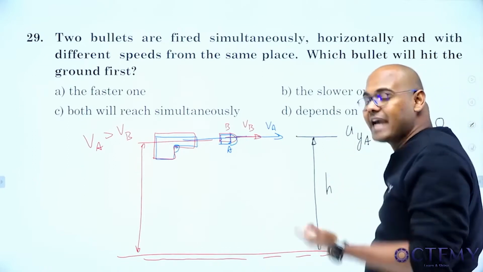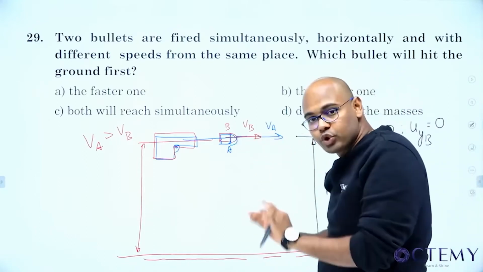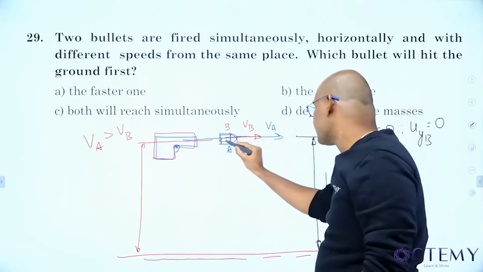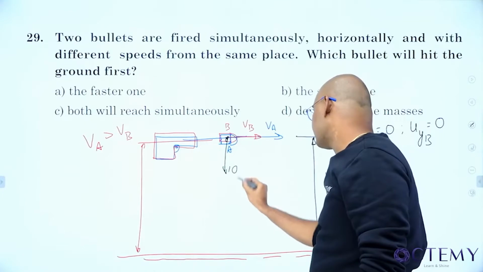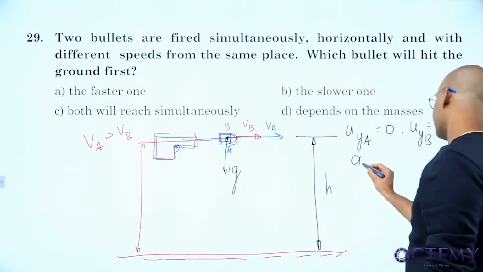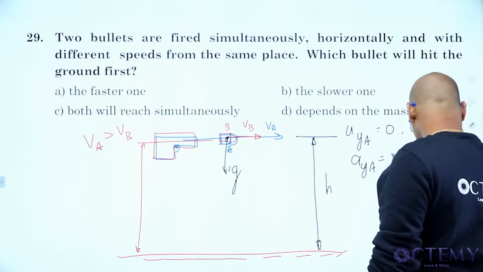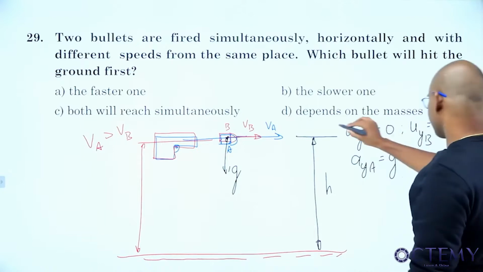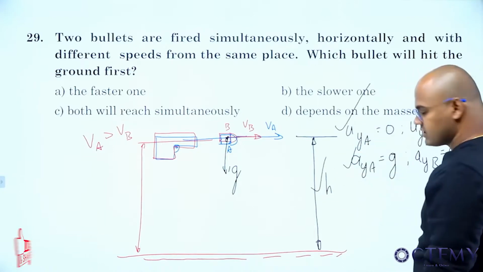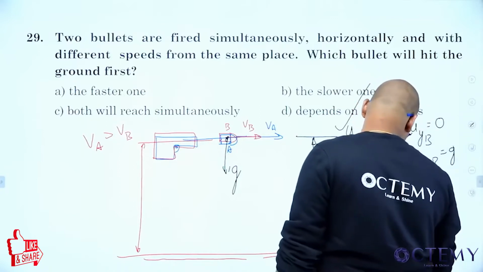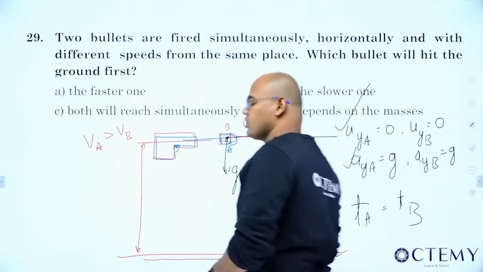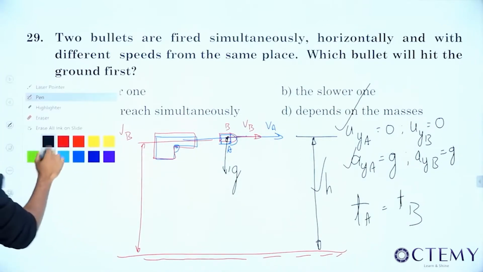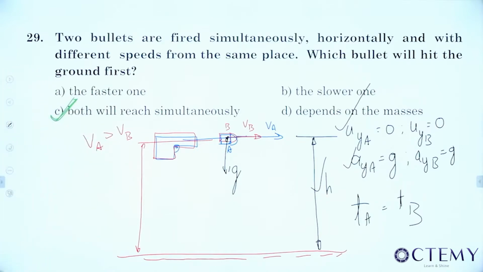Next, what is the acceleration? Both are pulled by the earth. I told very clearly yesterday, whatever the mass might be, earth will pull them with g downwards. So the acceleration in y direction for bullet A is g downwards, and for bullet B also it is g downwards. Initial velocity is the same, acceleration is the same, distance is the same, so obviously time will also be the same. So both will reach at the same time. Is everybody okay with that?